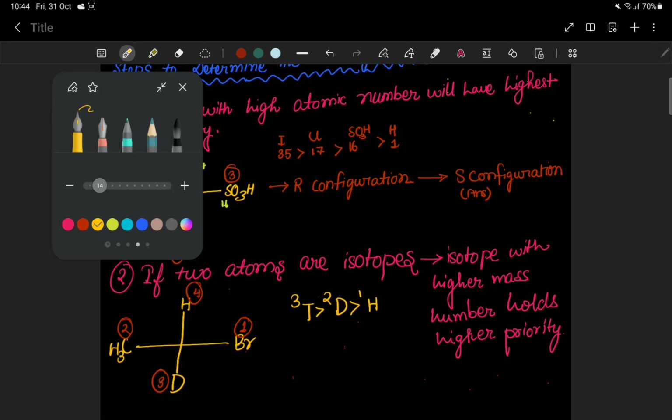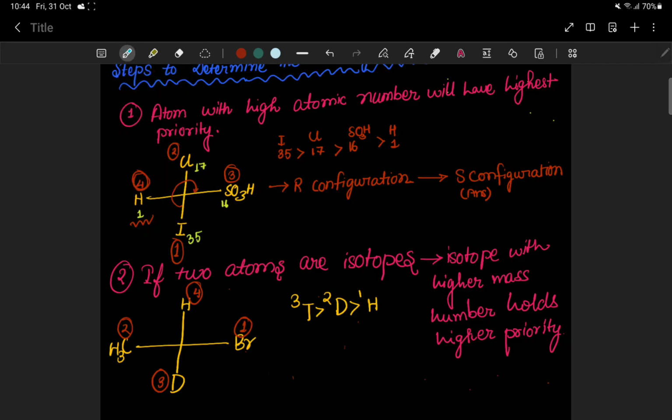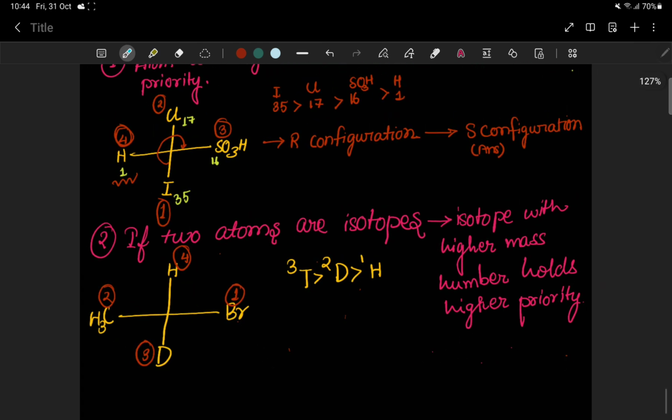So now, coming to the rotation point. From here, I have to move to the third position. How will I do it? I will go from here and come over here and then here, covering the whole thing. So you can see this is an anti-clockwise rotation. As this is anti-clockwise rotation, finally we can say that this is S configuration, and here the least priority is present in the vertical position. I don't have any problem with it.